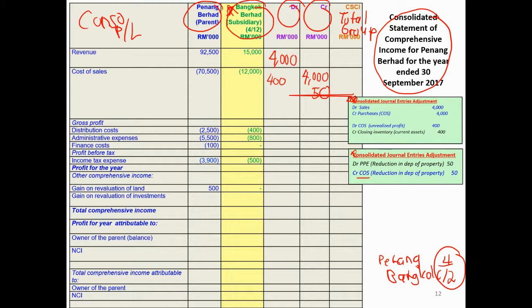Another tip I want to share with all of you is about your journal entry. Let's say for cost of sale, you have two items here, right? Do not add them together. Show them separately. Why? Because marks will be given based on each item on the worksheet. If you add them together, I would not know what adjustment each figure is referring to. So take note of that, students.